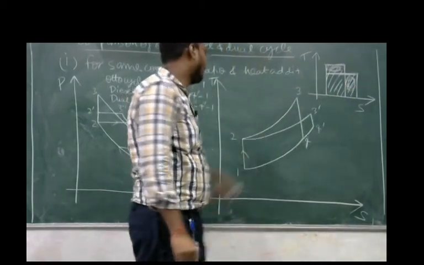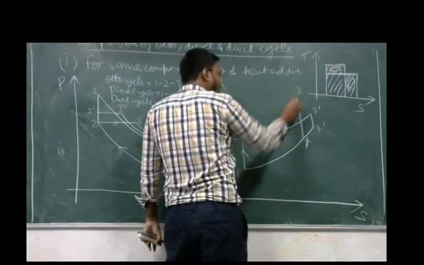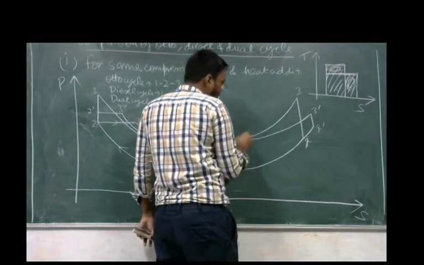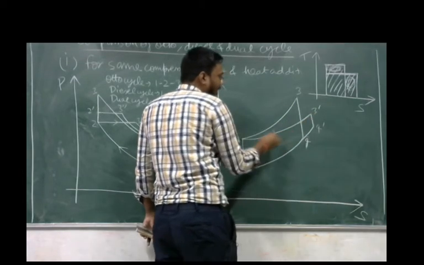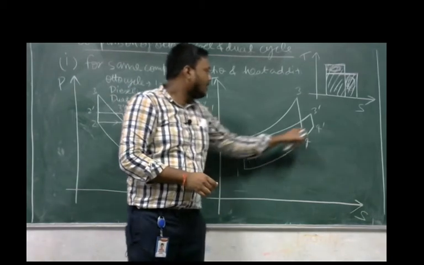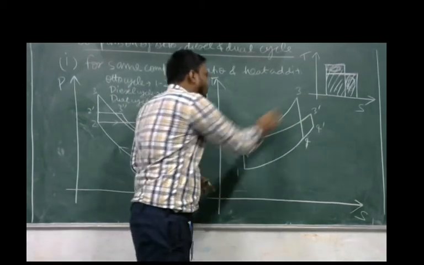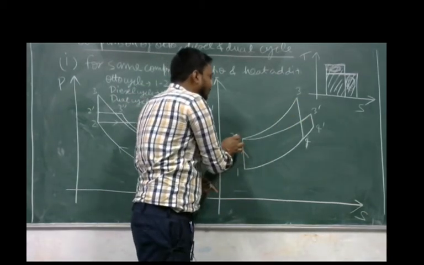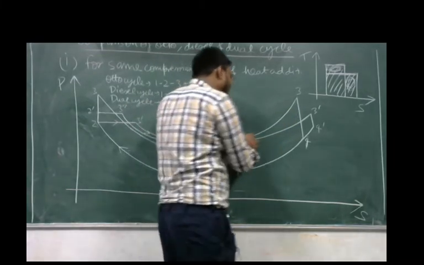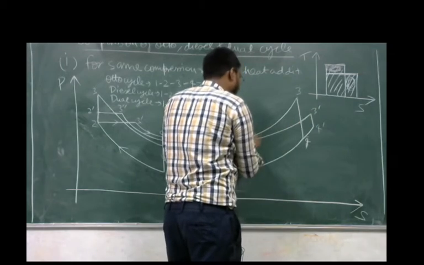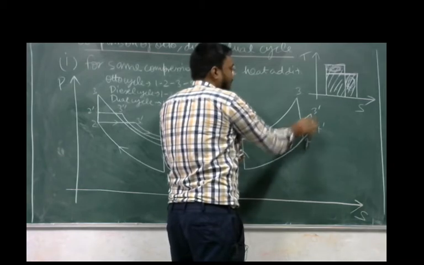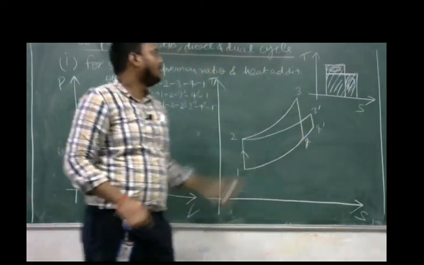Same thing is happening here. 2 to 3 is above 2 to 3 dash. The heat addition curve for Otto cycle is above the heat addition curve for diesel cycle. So the area for 2 to 3 will be more than 2 to 3 dash. To keep the area the same, I have increased the length of this 2 to 3 dash line, so that the area will be the same for 2 to 3 and 2 to 3 dash. Then only heat addition will be the same.